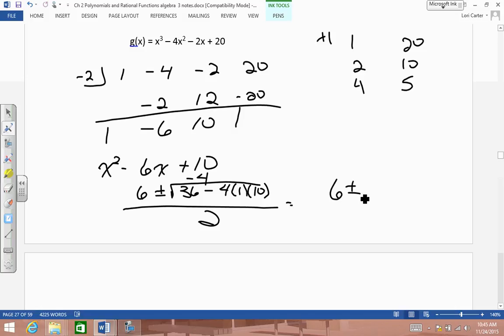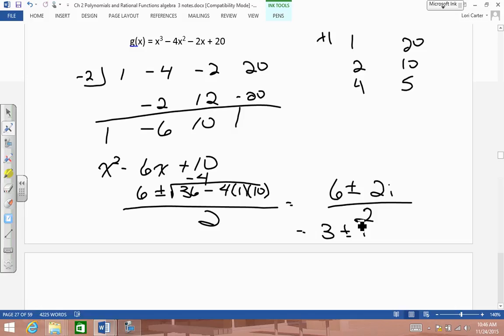I. What kind of I? I squared. What's the square root of 4? 2. So it's 2i all over 2. Can that be reduced further? Yeah. Into what? 3 plus or minus i. Everybody okay? Yeah. All right. Everybody happy? Okay, good.